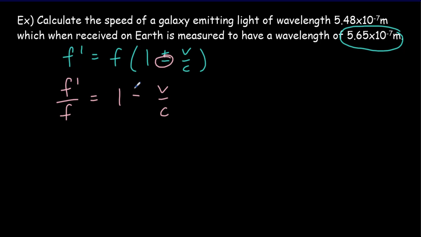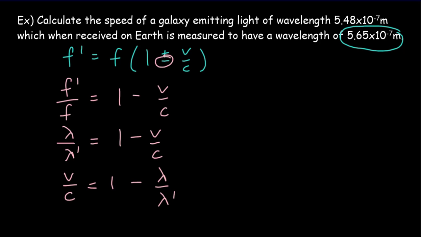Now I don't have frequencies, I've got wavelengths. And of course wavelengths are inversely proportional to frequency. So all I have to do is flip this equation upside down and write it in terms of the wavelengths. So I'll get lambda over lambda primed equals 1 minus V over C, and I can write that as V over C equals 1 minus lambda over lambda primed.